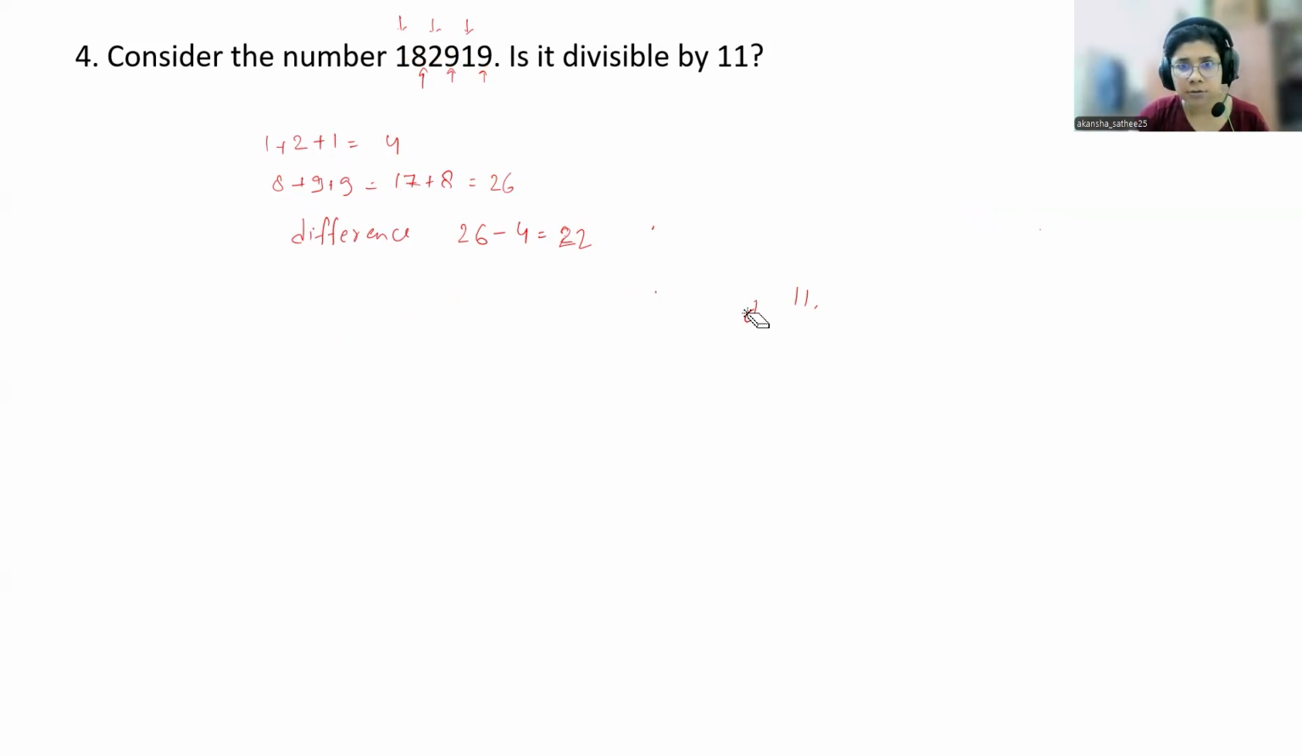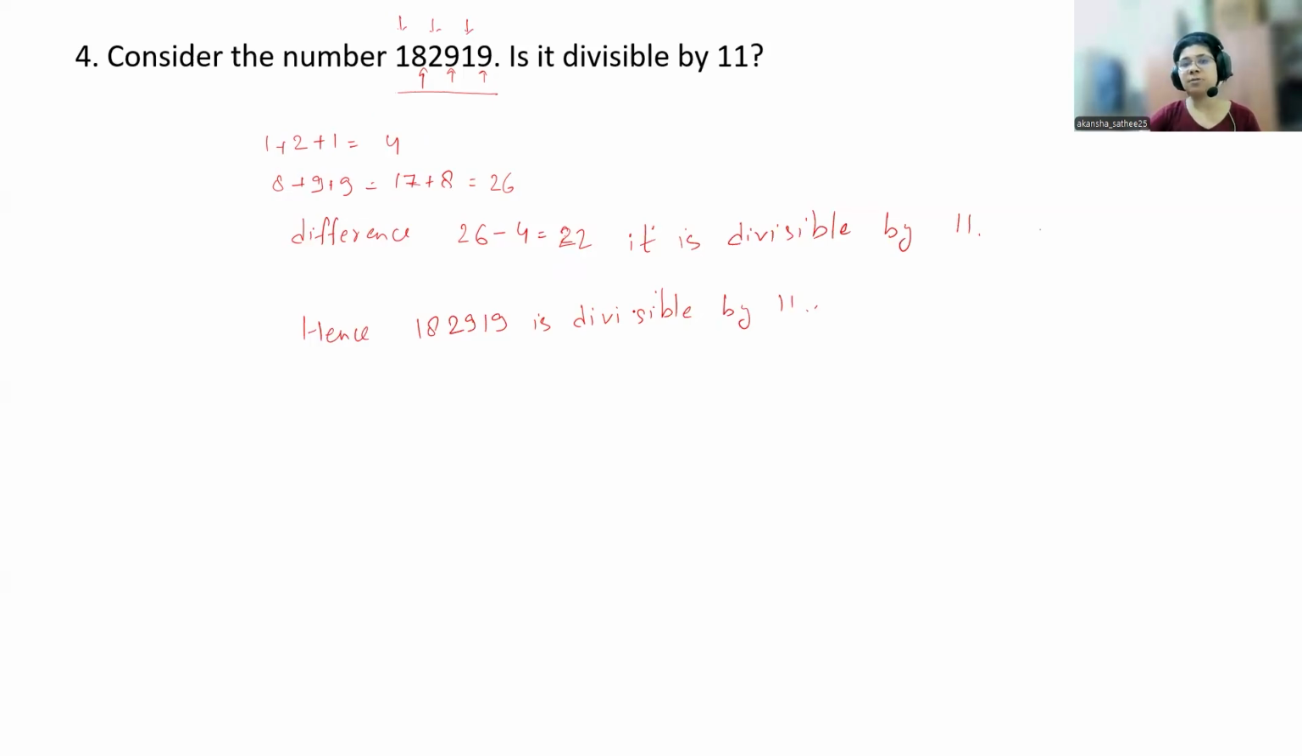Sorry. So, it is divisible by 11. Hence, the number 182919 is actually divisible by 11. So, sum of the digits at odd places, sum of the digits at even places, take the difference. If the difference is either 0 or divisible by 11, the whole number is divisible by 11. Here, this number is divisible by 11.